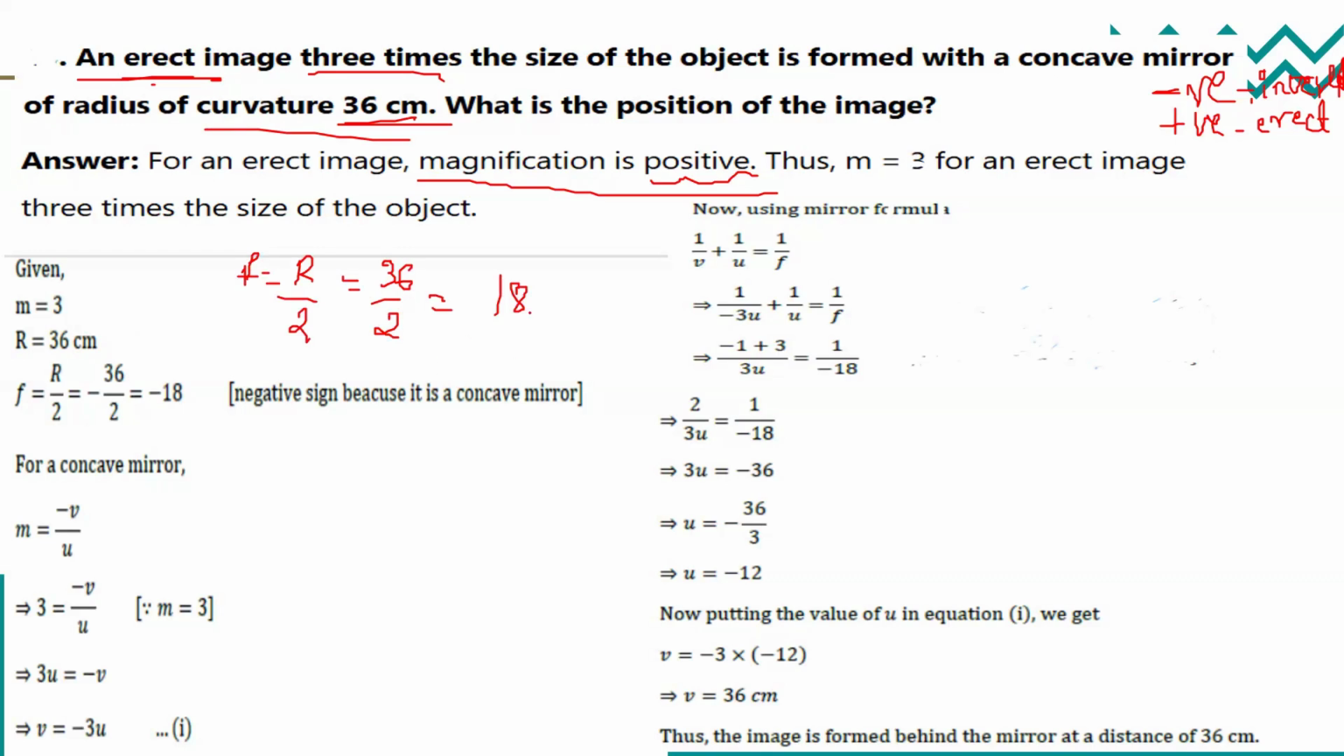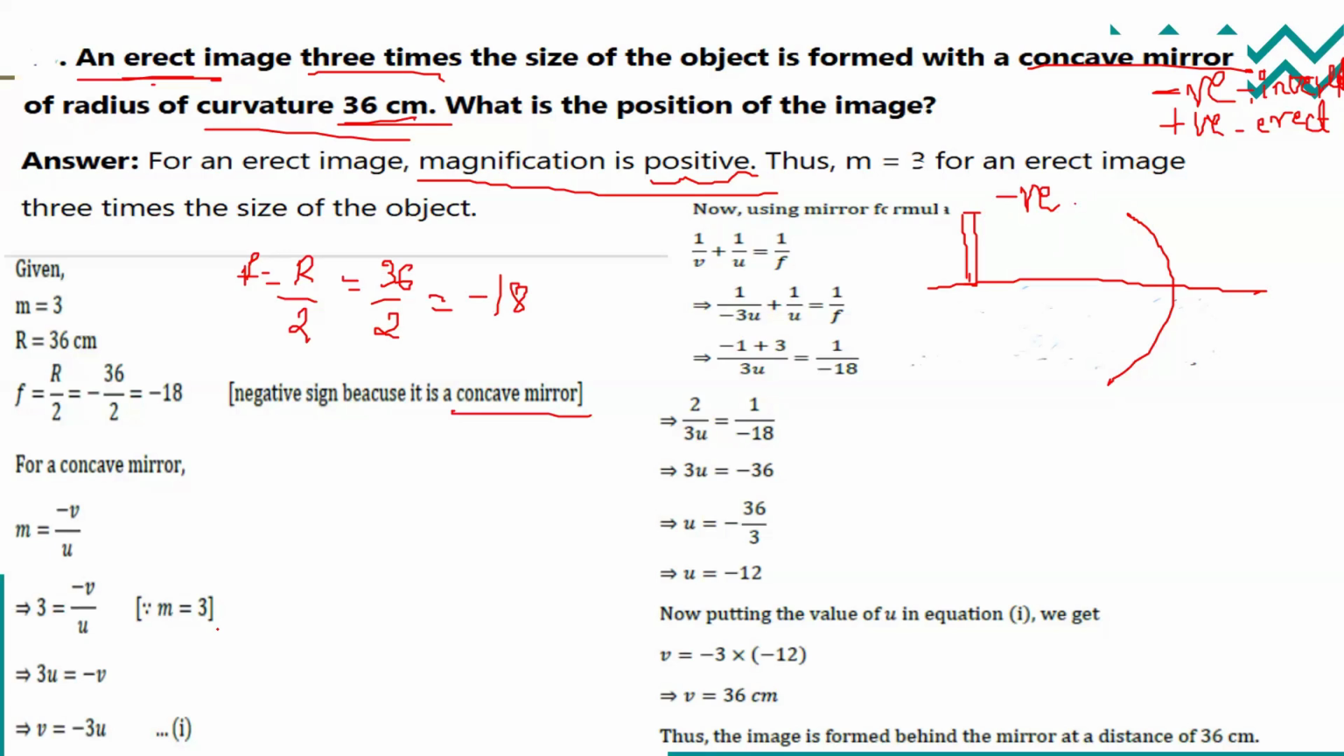Now, 18 is the focal length. But here a concave mirror is used. So a concave mirror is like this, right? When you are using a concave mirror, the object should be placed in front of the mirror, that means the left side of the mirror. So the left side should be taken as negative. Yes or no? That means the focal length should be negative because it is a concave mirror.